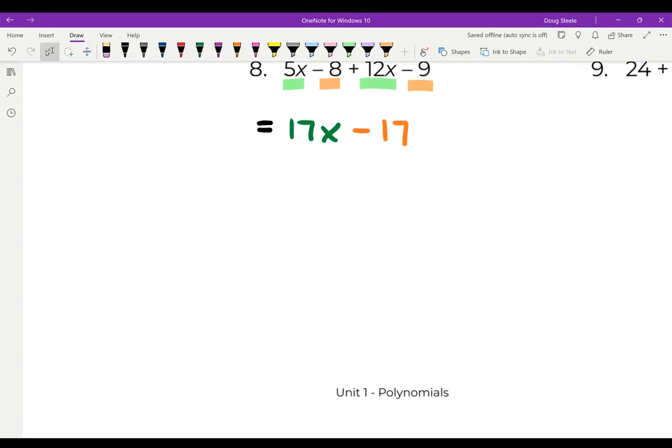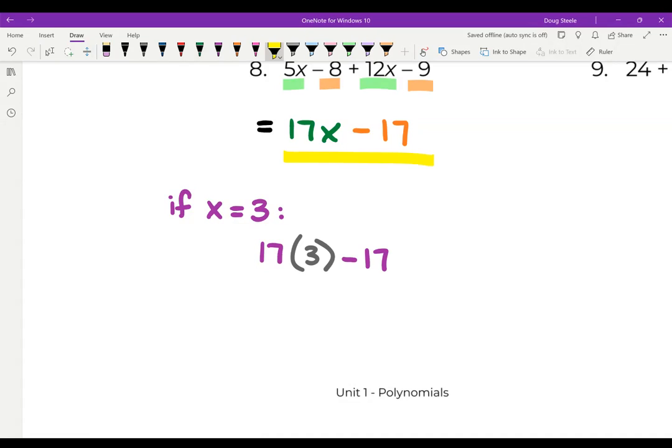Now, if, and I'm speculating here, if we happen to find out x, so let's say if x equals 3, then we could finish off and find the answer for our expression. Anytime I substitute in, please always substitute in with brackets. So that's 17 times 3 minus 17. That's me taking our expression that we had here and rewriting it with the 3 in the appropriate spot. I can go and evaluate.